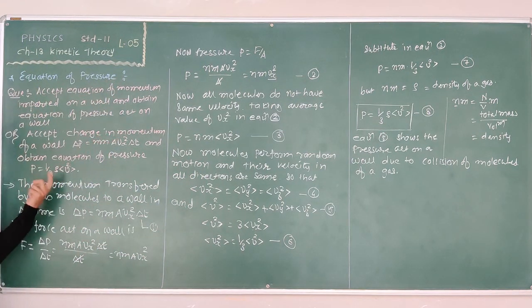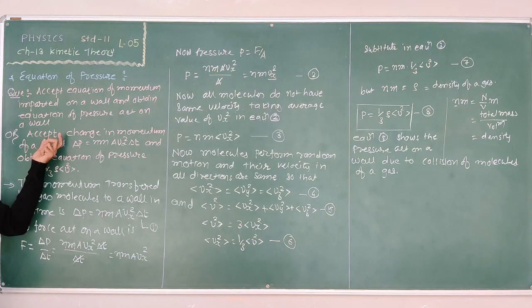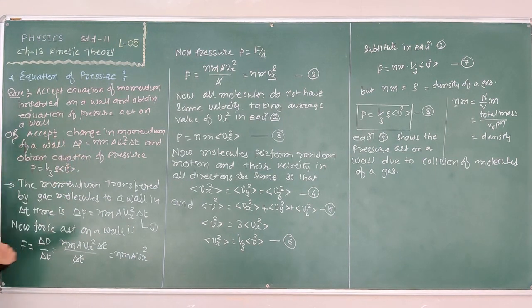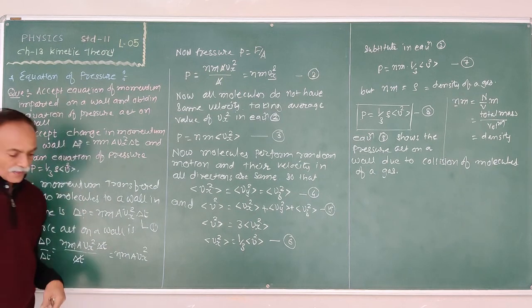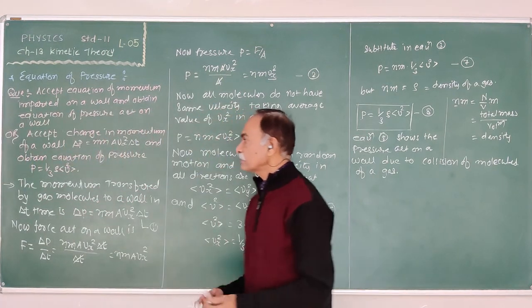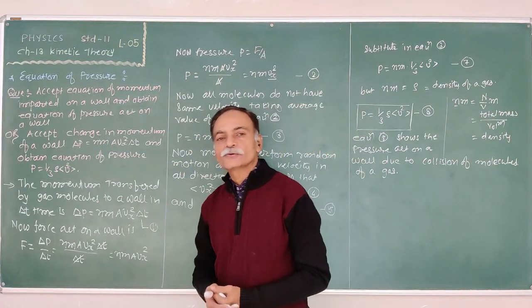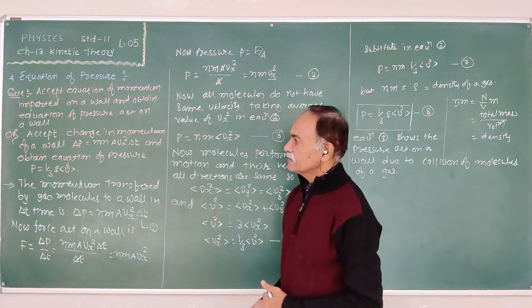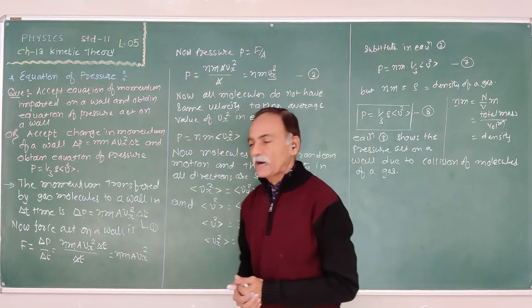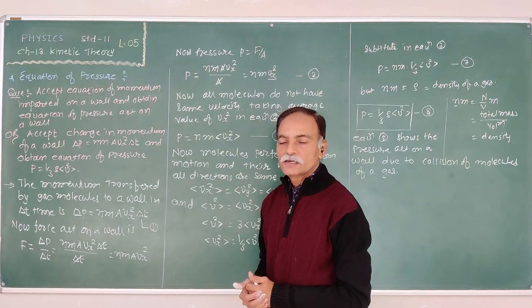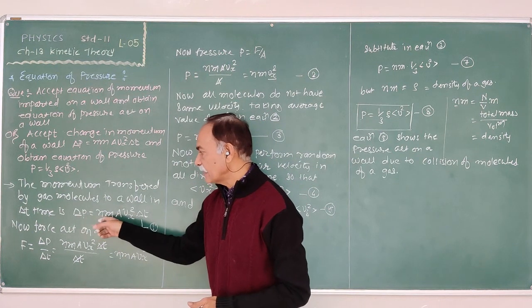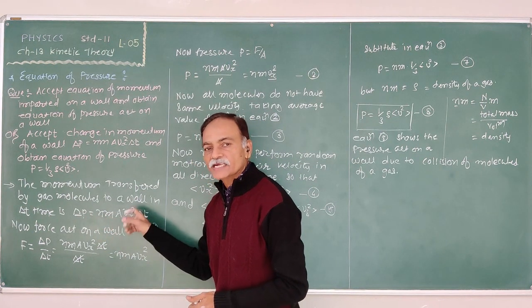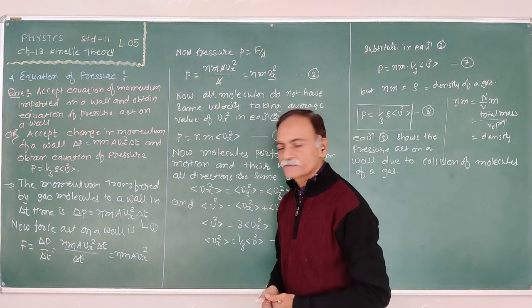Assume the equation of the momentum imparted to a wall and obtain the equation of pressure acting on a wall. Or in other words, assume the change in momentum of the wall, delta P is equal to NMA Vx square into delta T, and obtain the equation of pressure, 1/3 rho average V square. So first we assume this equation. Therefore, the momentum transferred by gas molecules to a wall in delta T time is delta P is equal to NMA Vx square into delta T. That is equation number 1.